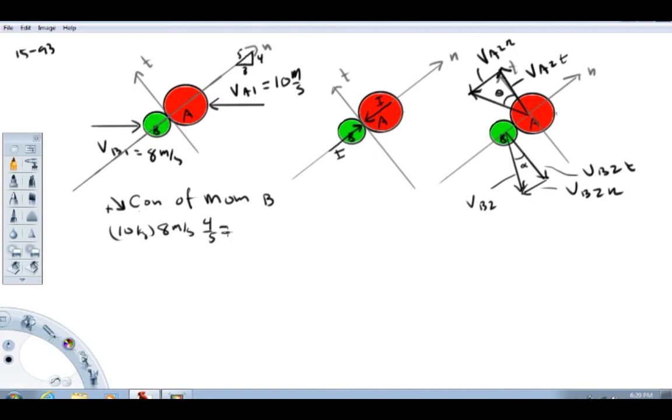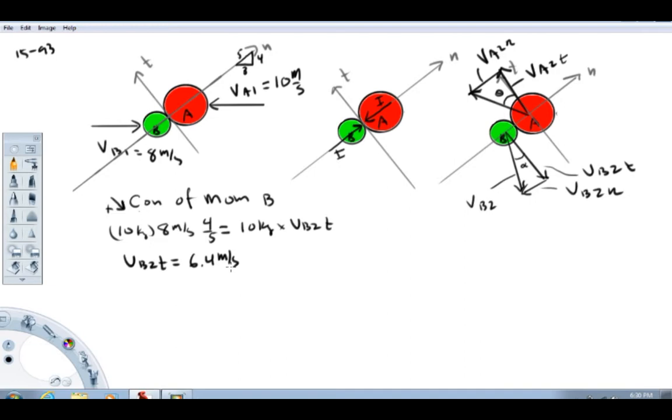That has to equal the tangential component of the momentum vector in this picture. That's mass B, 10 kilograms, times VB2 tangential. If we solve that for VB2 tangential, I get 6.4 meters per second, direction down and right as shown. So there's one equation we can write for mass B.